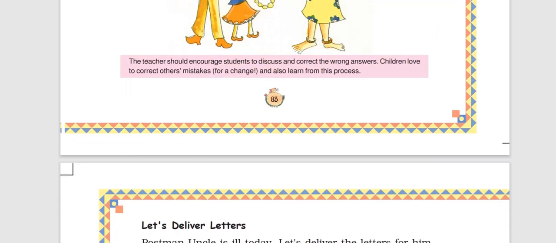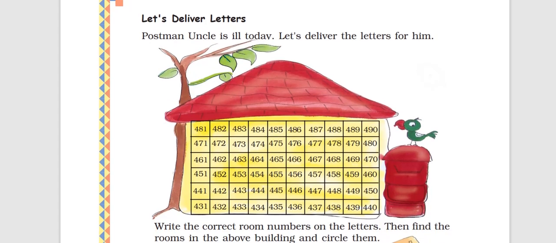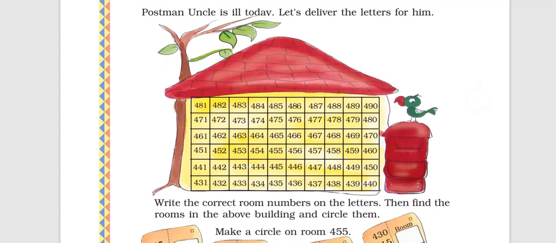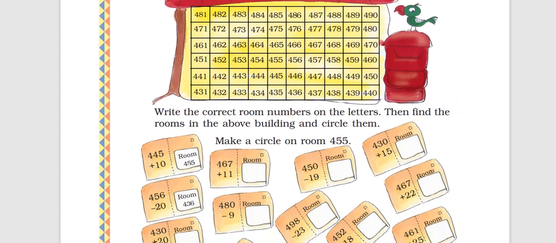Okay, let's move on. Let's deliver letters. Postman uncle is ill today. Let's deliver the letters for him. Okay, this looks like Kittu's home a little bit, but apparently these are one home each. Right? So let's help him.